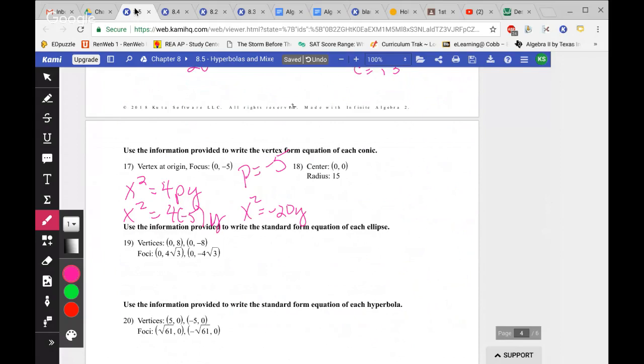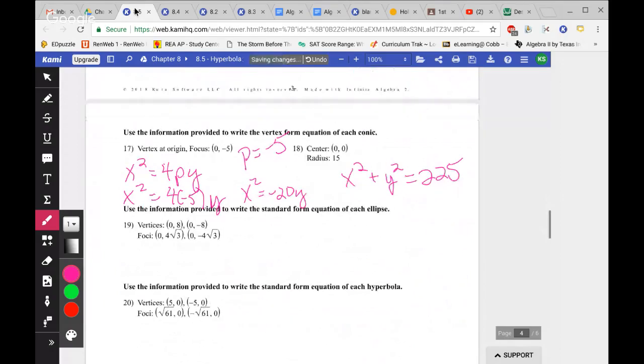And you're done. This one is a circle because I'm given the center and the radius. So if I'm asked to write the equation where the center is 0, that's x squared plus y squared. And then I'm going to take the radius and square it, and 15 squared is 225.